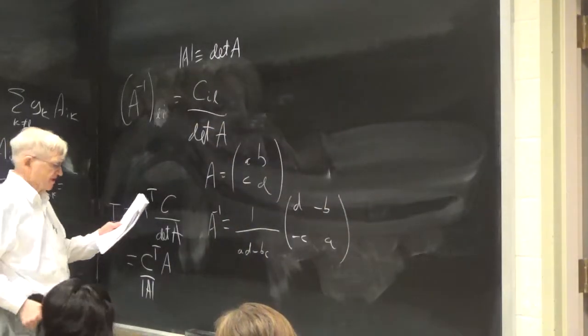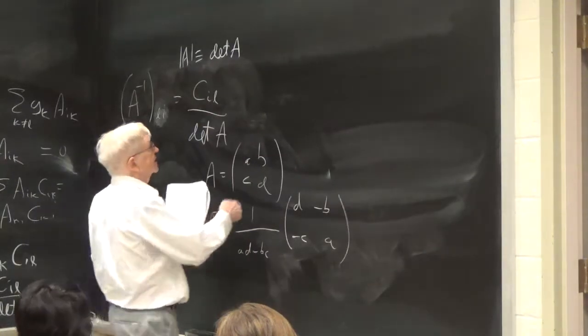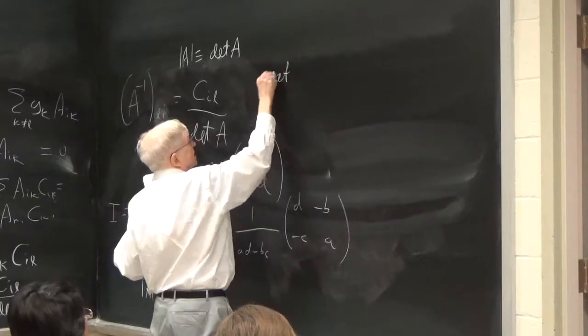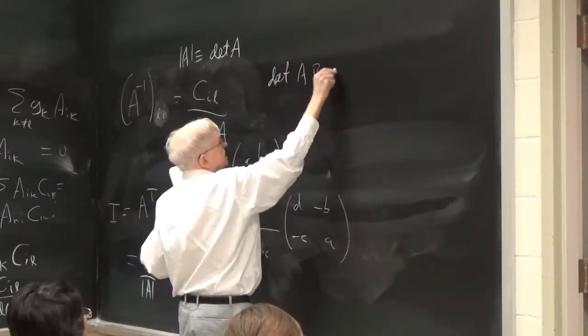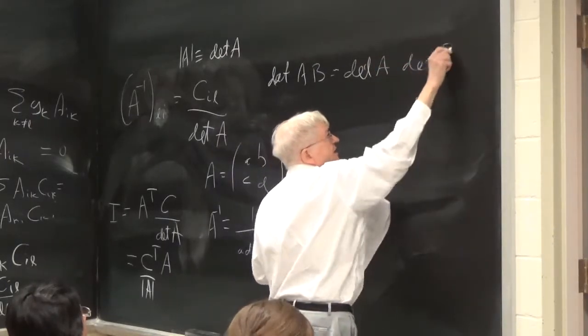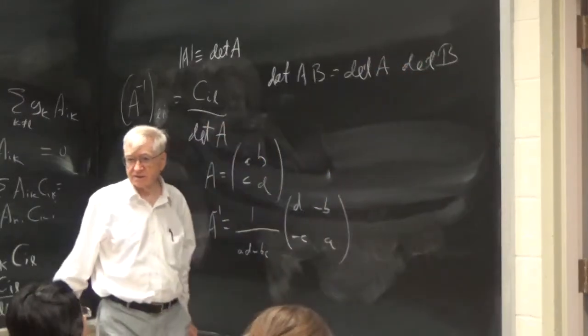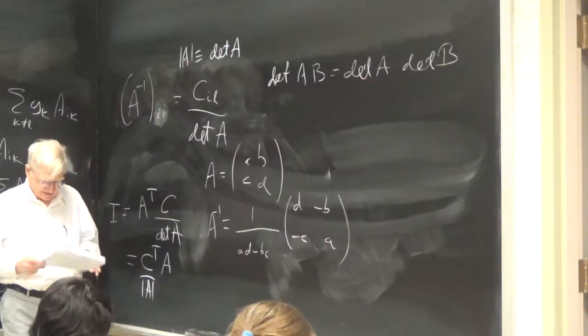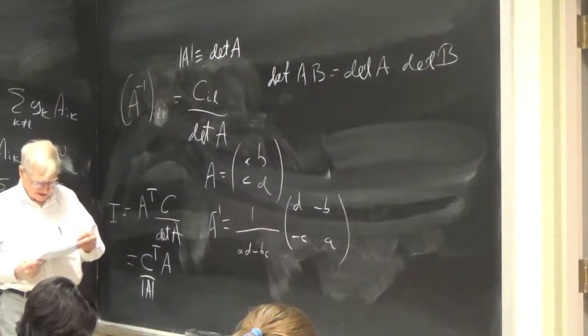I'm sure you learned this in high school or college, that the determinant of AB is the determinant of A times the determinant of B. That's something you guys learned in college, right? Okay. So I'll skip the proof of that. It's in the book there.